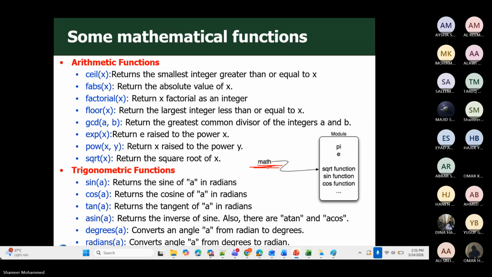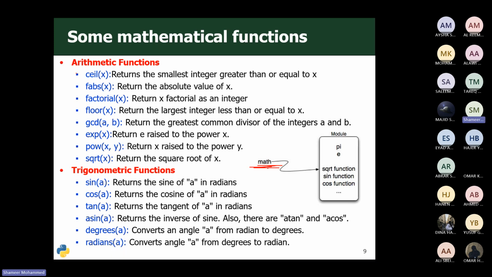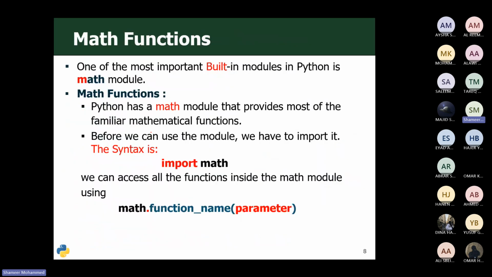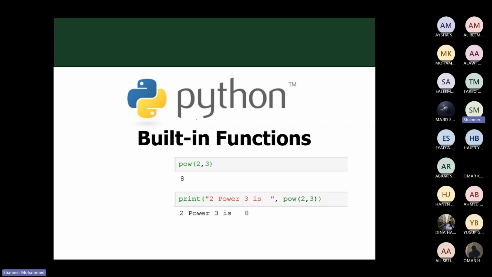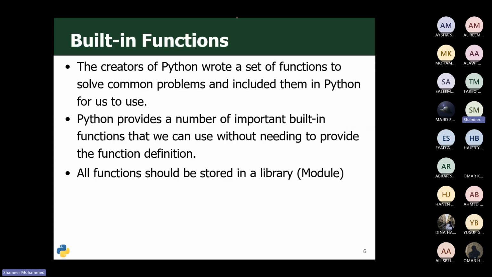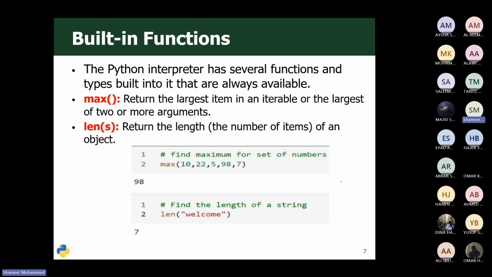Name of function, this one. We use all of these to solve mathematical problems. So these are all under the math function. Now we are here, built-in functions, right? They are used to solve problems like square root, power, exponent. Built-in functions we can use without needing to provide the definition. These functions are already there in the Python library, right? These are the examples.